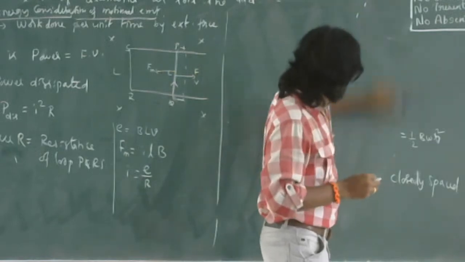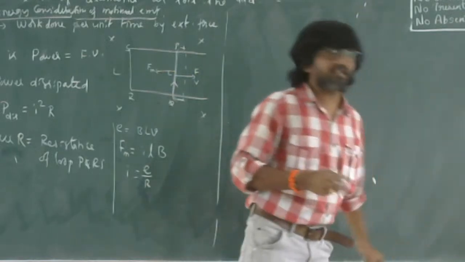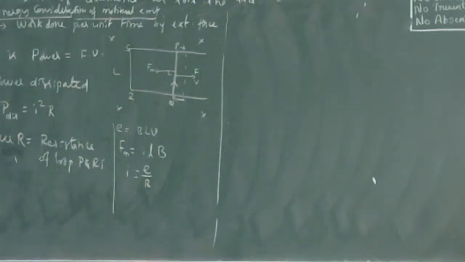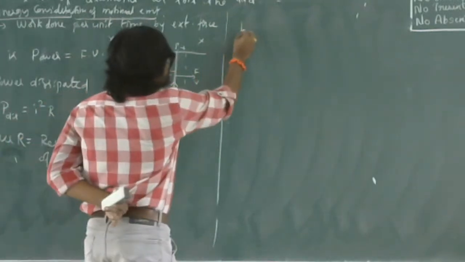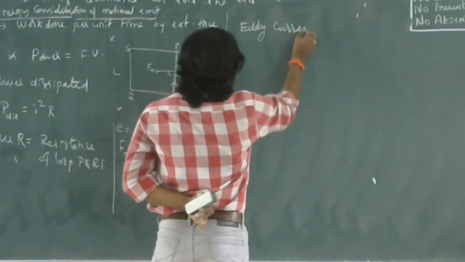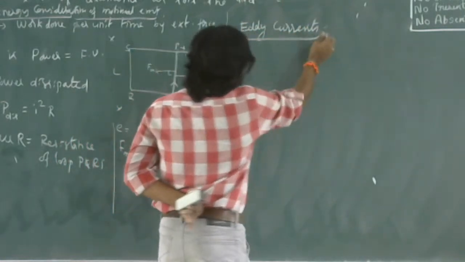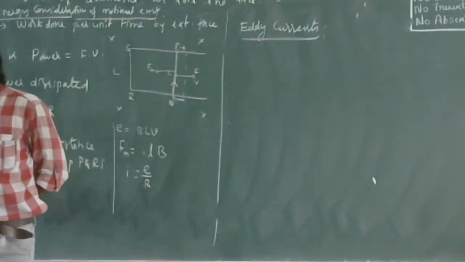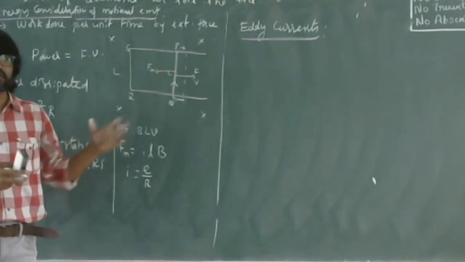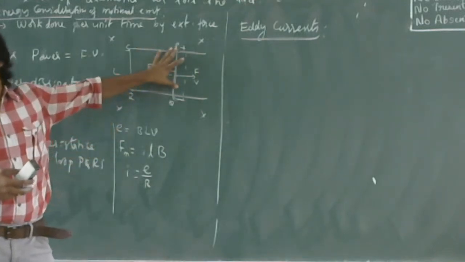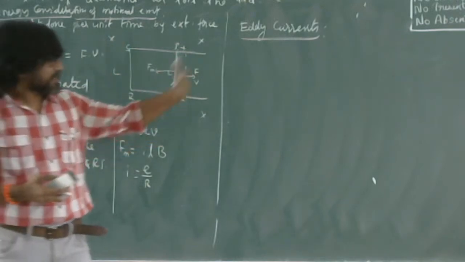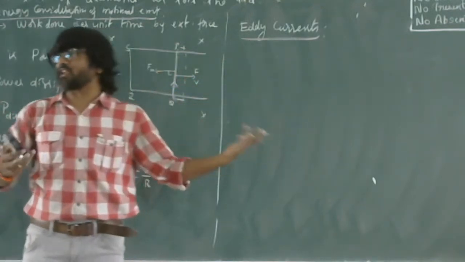Eddy currents are nothing but induced currents, but these are special induced currents. We have discussed induced currents in all these cases. Induced current is induced EMF or motional EMF divided by the resistance of the coil, the resistance of the loop. In the case of the rotating wheel also the same thing is applicable.